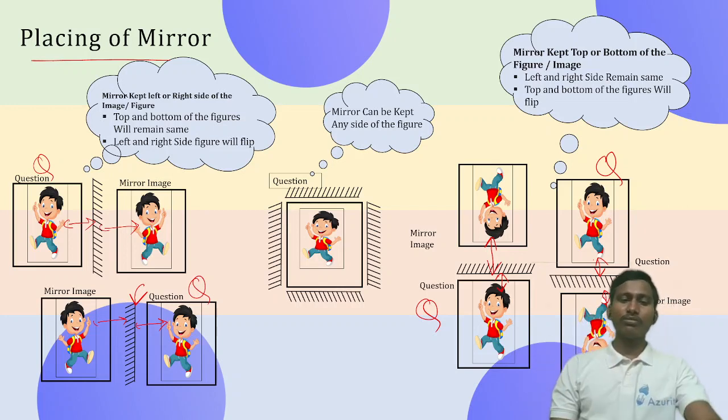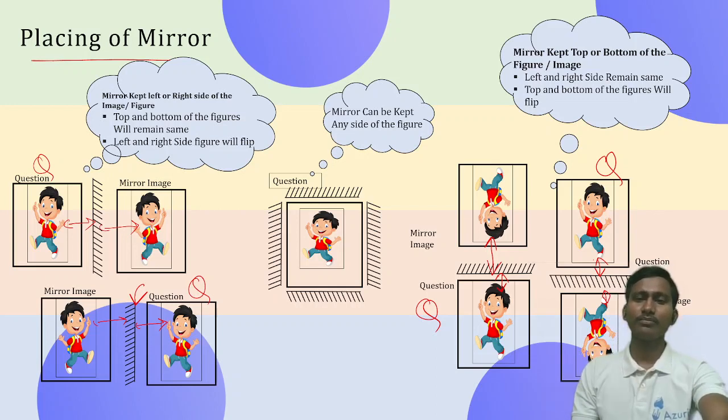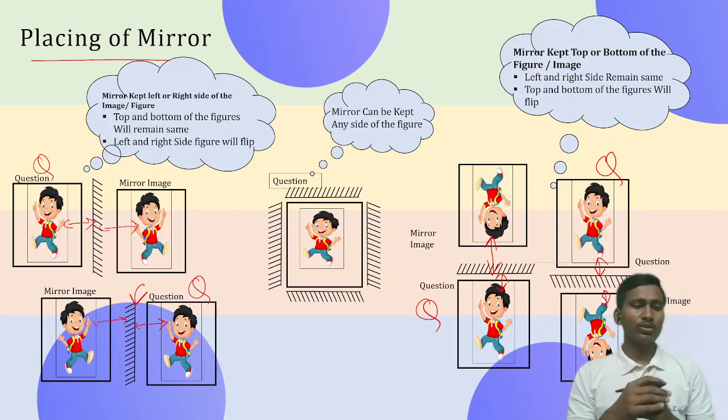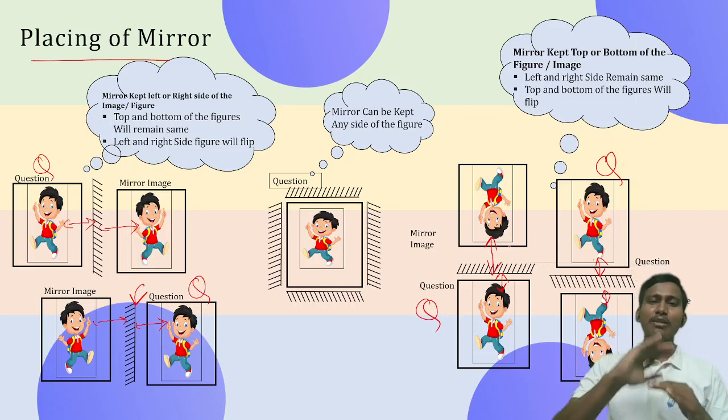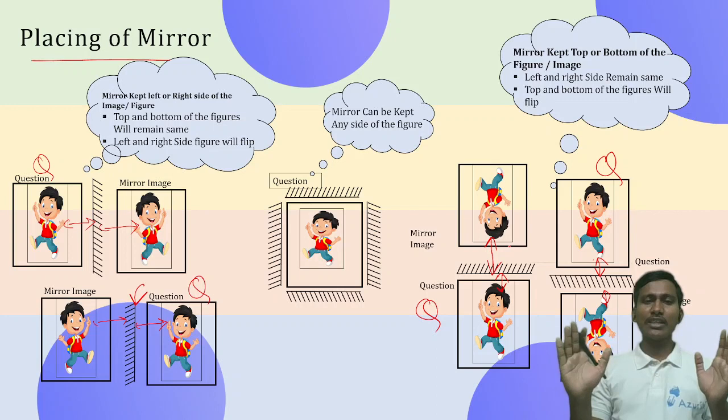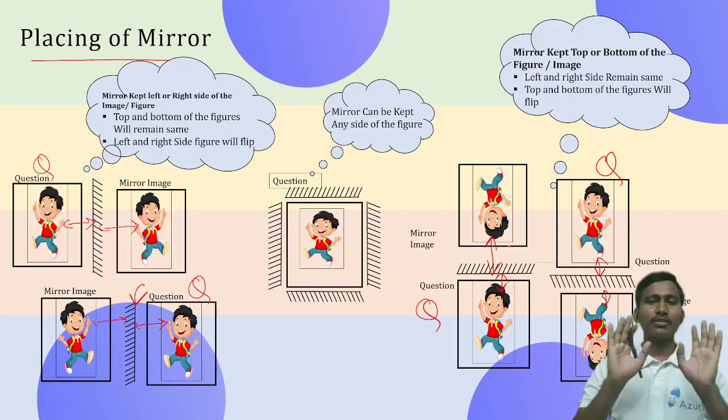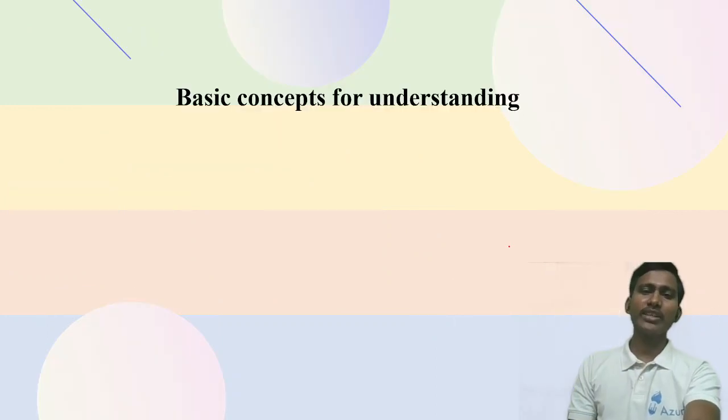Okay, so has everyone understood this? Yes, sir. Understood how the mirror image is formed? Yes, sir. So this is how you have to form the mirror image. Up becomes down, down becomes up, and sideways left becomes right, right becomes left. Got it? Okay. So let us go to the next now.